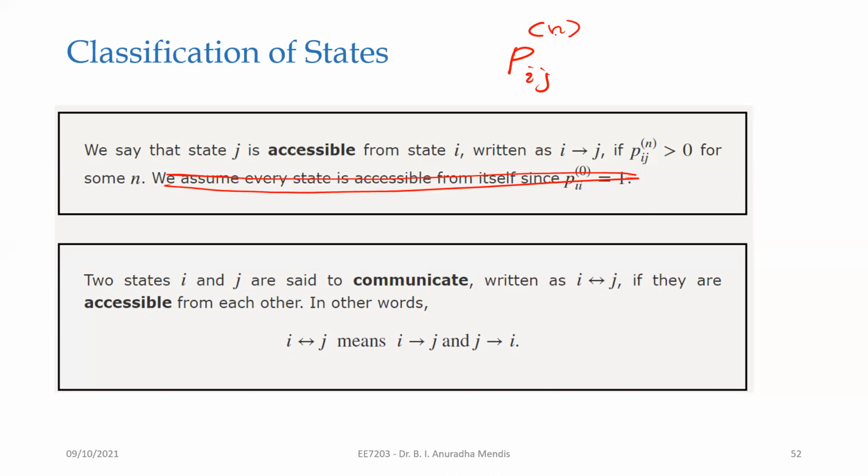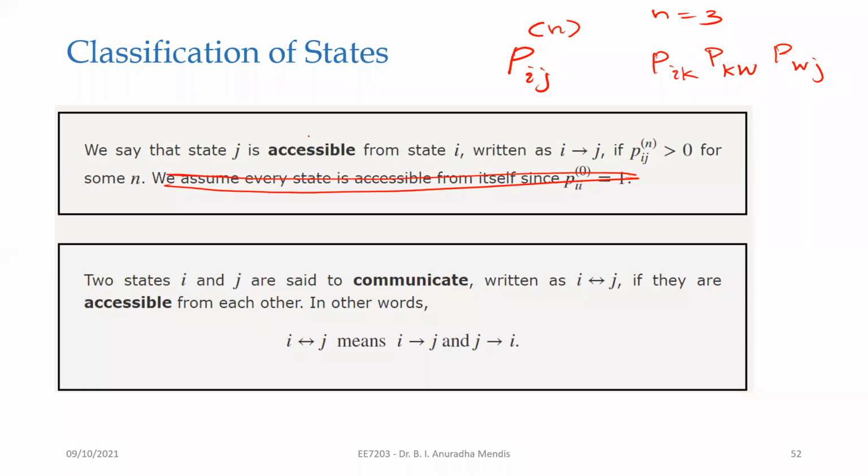Or it can be 3. If n equals 3, one example is P_ik: first it goes to state K, then from K it goes to state W, and then from W it can go to J. So there are 3 steps, so n equals 3. This n-step probability should be greater than 0. Then we know we can reach state J if we are at state I.